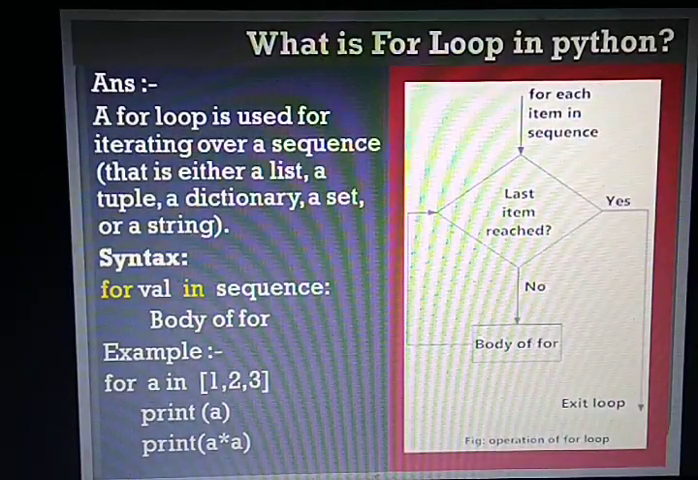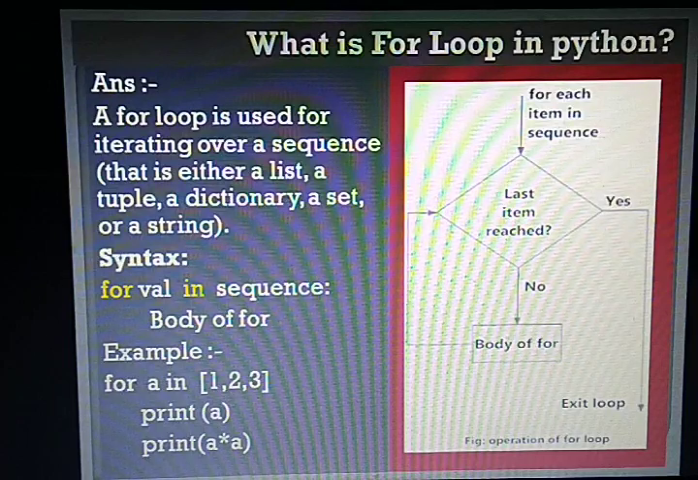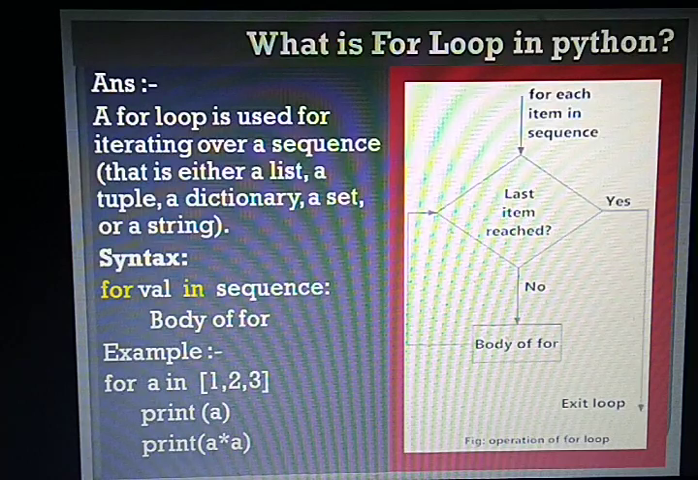Now what is a for loop? A for loop is used for iterating over a sequence, a set of statements again and again according to a given number. Like for val in sequence, where the sequence can be anything: a set of numbers, tuple, dictionary, set or range function.